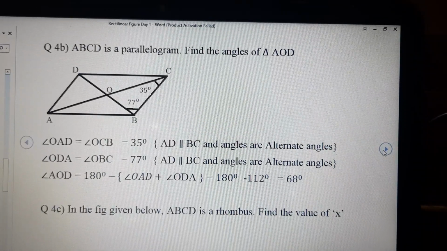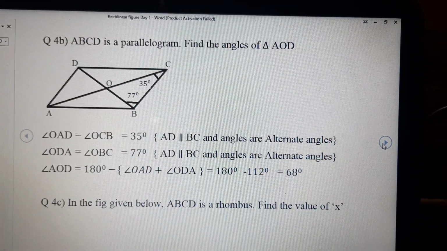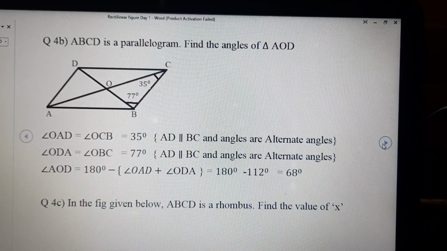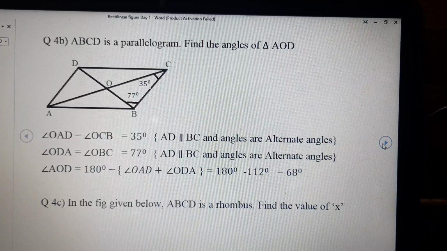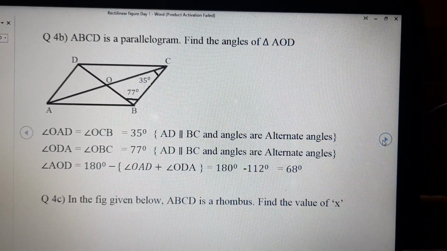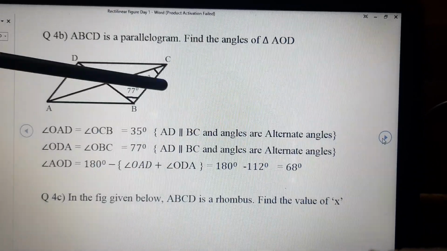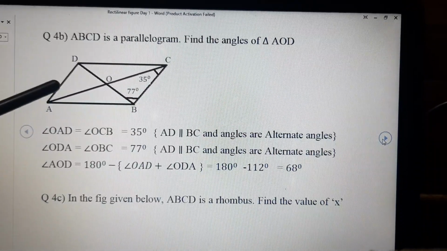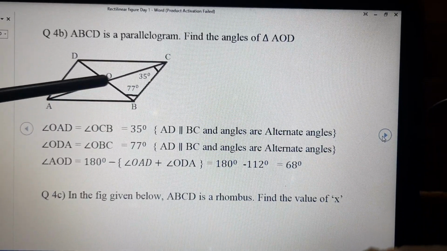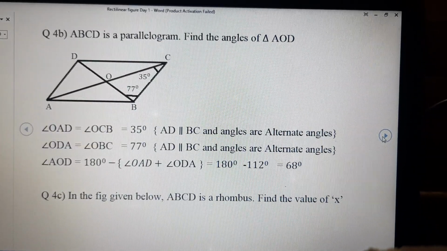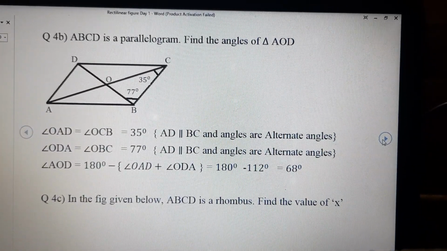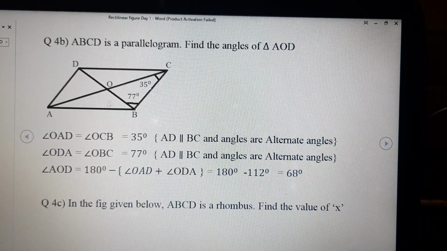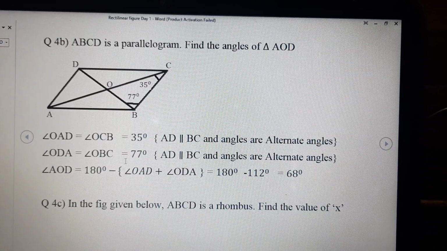Let us come to the questions, and you will come to know how we are going to apply these properties. Question number 4, B part. ABCD is a parallelogram. We have to find the angles of triangle AOD. See, it is a parallelogram, so AD and BC are parallel to each other. If AD and BC are parallel, this is 35. Because they form a Z and AD and BC are parallel, angle DAC will be equal to 35 because it is an alternate angle.